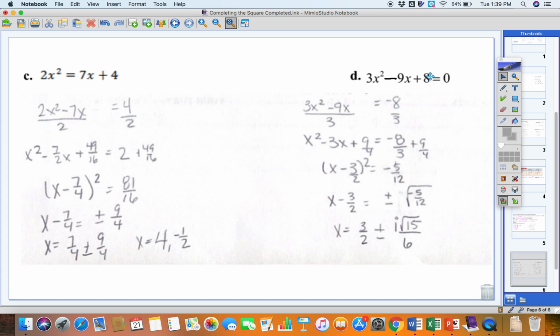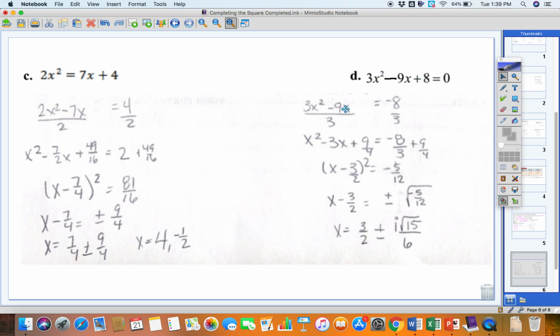Completing the square is typically what you use it for, in my opinion, the most, is writing equations in vertex form, and it will tell you the vertex of your parabola, which is where it changes direction. So it's either the bottom or the top, depending on your a value.